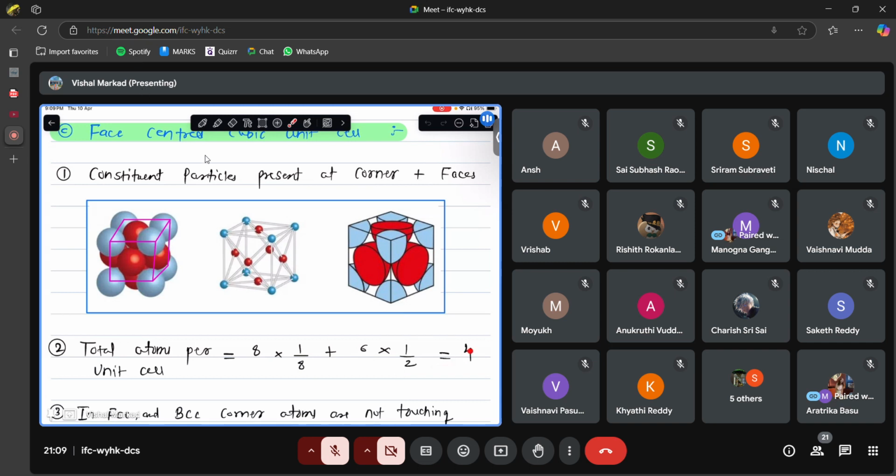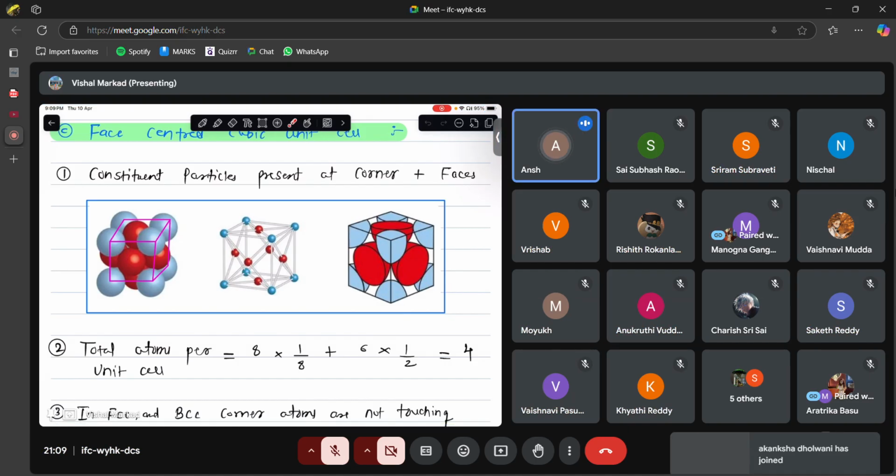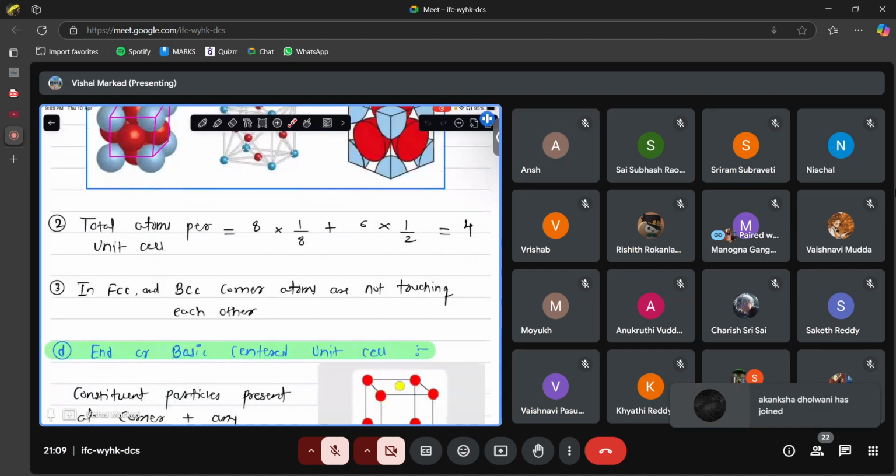Total number of atoms in a face-centered cubic unit cell will be 4. Understand this one? These numbers are very important when we solve the numericals. Clear this? Okay, now next one.